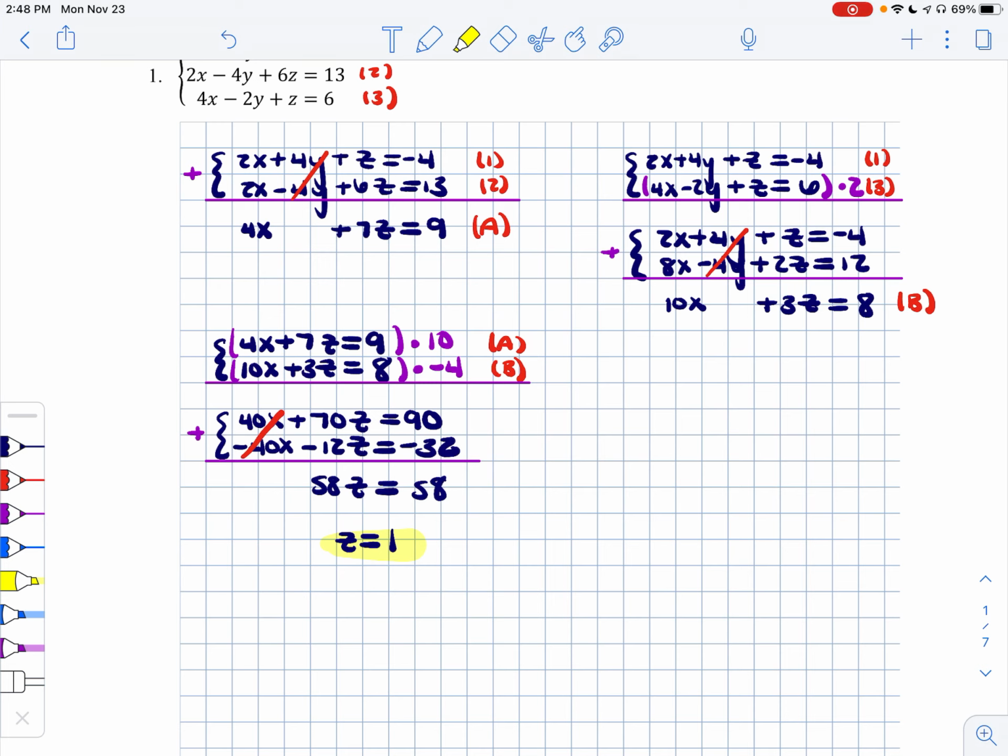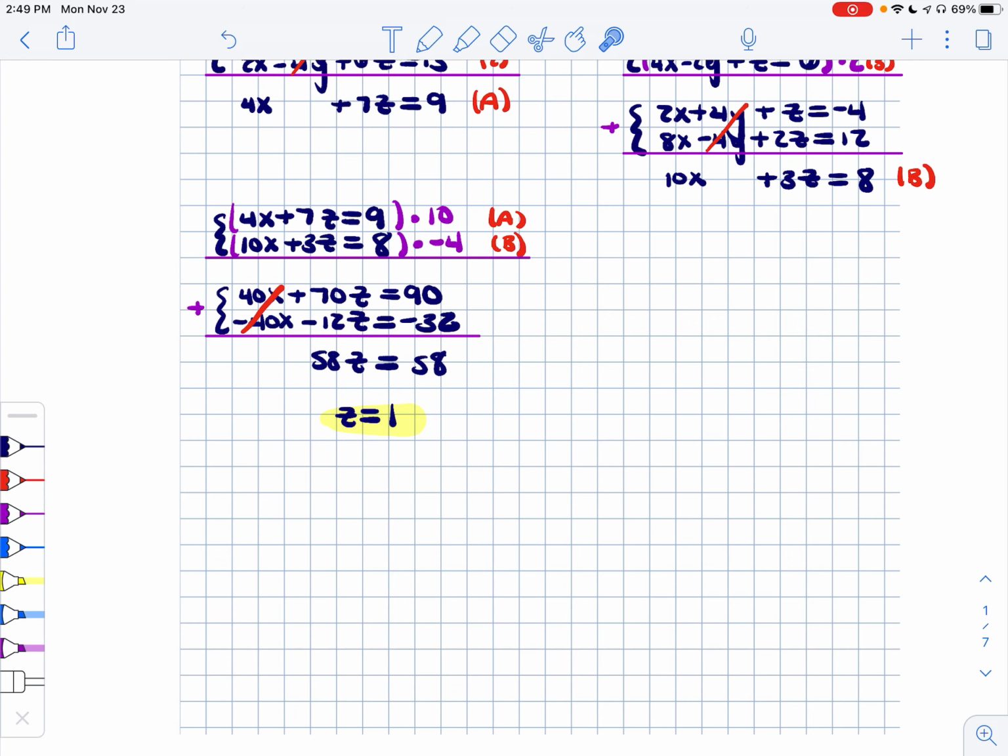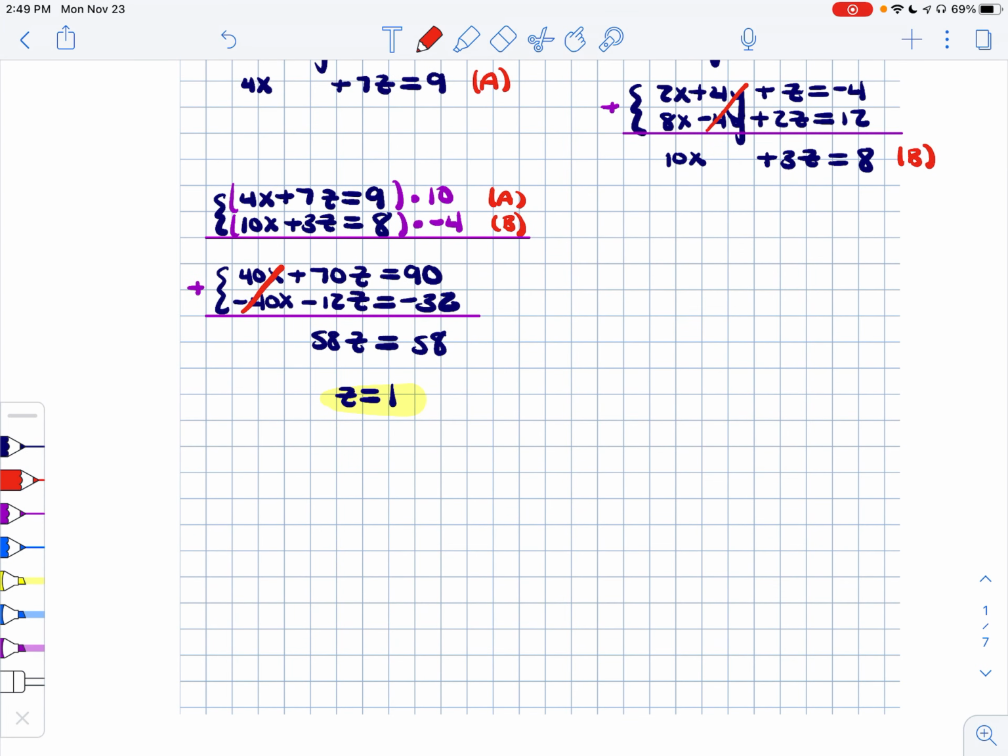Now from here, we just need to back substitute in order to find our other two variables. Once you find your first variable, you back substitute into either equation A or equation B. So we plug z equals 1 into either one, and it doesn't matter which, you're going to get the same answer regardless. I'll plug it back into equation A. So we have 4x plus 7 times 1 is equal to 9. If we solve this out, we get 4x equals 2, or x is equal to 1/2.